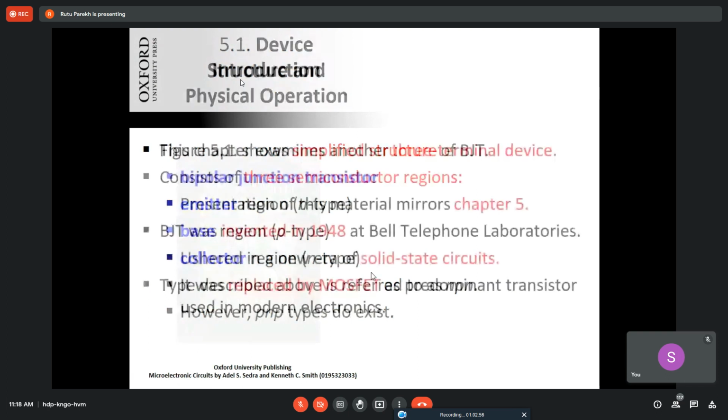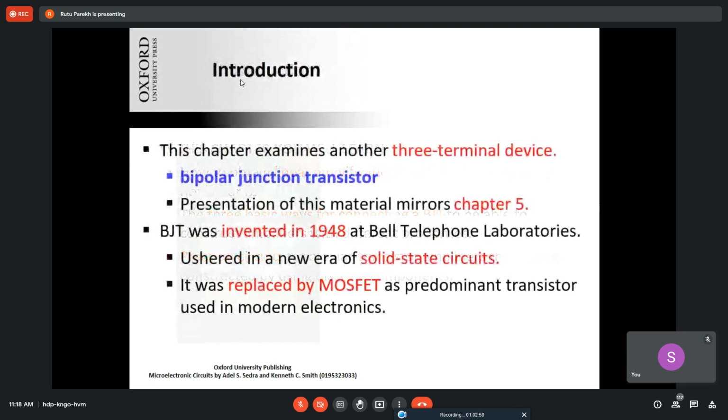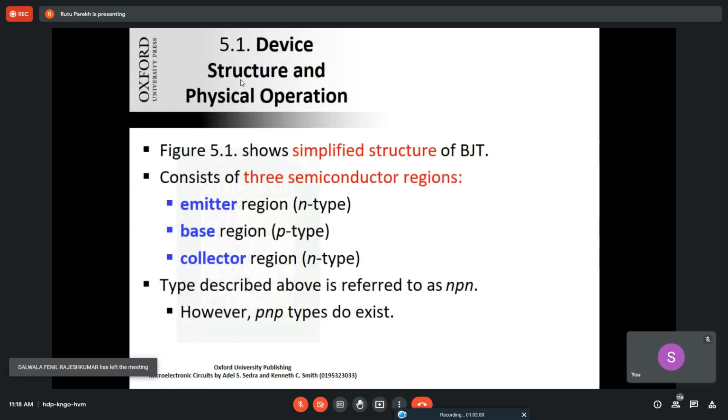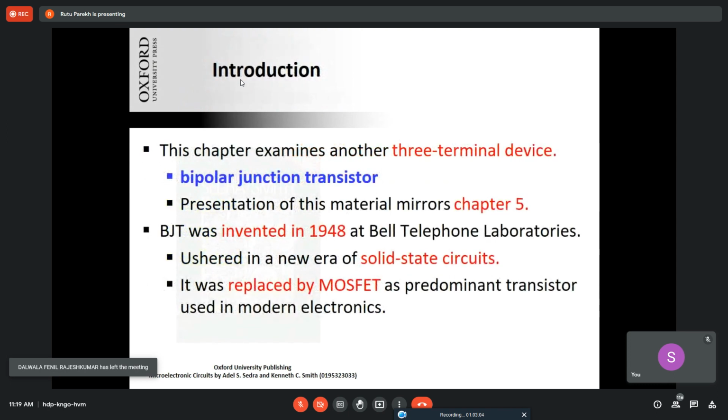So this bipolar junction transistor, from the name, has a junction like a diode, and it is bipolar, meaning there are both polarities, that is, the current is because of the electrons and the holes. Okay, so it is bipolar.